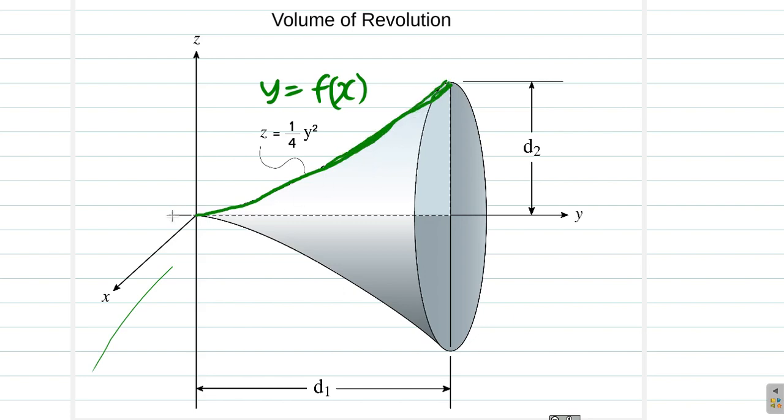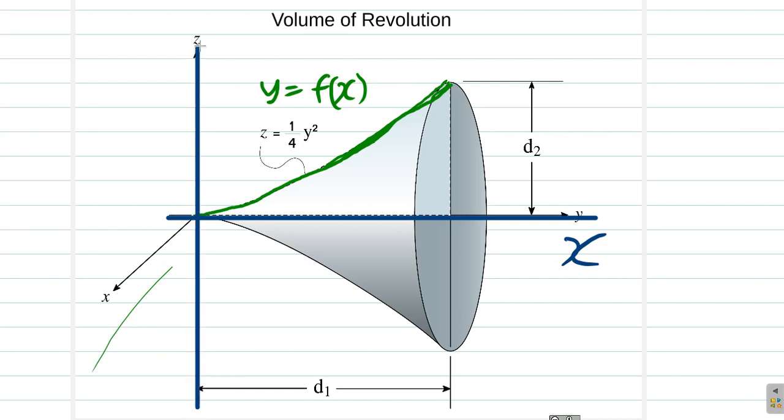Now, you have your x-axis and your y-axis. This is a 3D diagram showing x, y, and z, but we're modifying it for our own purposes. Let's say this axis is our x-axis and this axis is our y-axis. Now this is part of the graph.